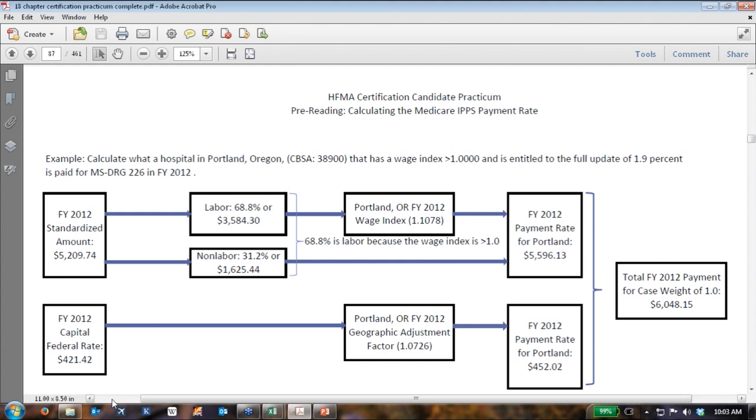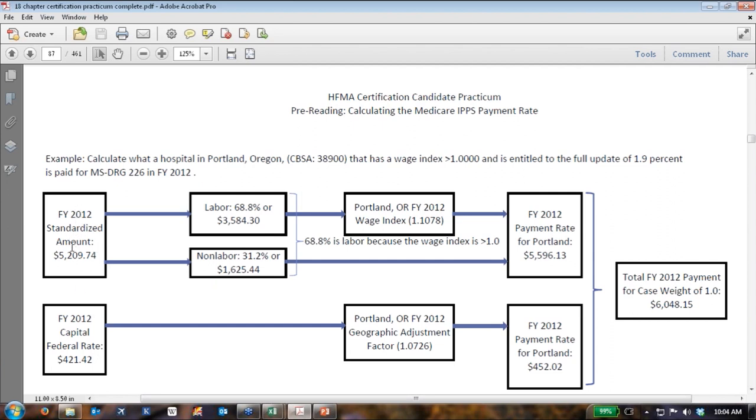So what are they? The standardized amount, the higher of these two amounts, pays hospitals for the provision of care and their operating expenses in the provision of care. That's how I want to say it, for operating expenses. The capital federal rate, the smaller amount down here, reimburses providers for the depreciation or use of its facilities and its equipment. They follow slightly different paths.